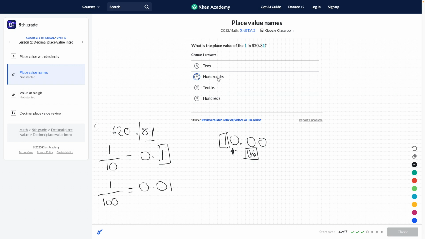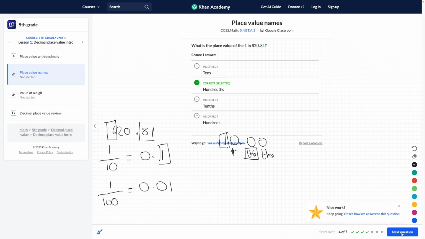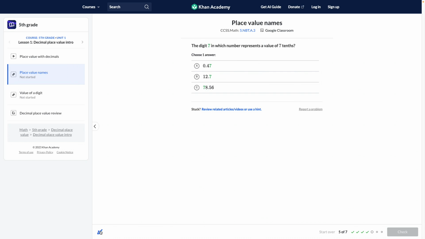So it's not tens, and it's not hundredths, because this would be hundredths. What is the place value of the 1? Well, the 8 is the tenths here, and the next digit is the hundredths. So we know it's the hundredths, not tenths, and not hundreds, because the hundreds would be this place here, 6 times 100. So let's go check, and we are correct.